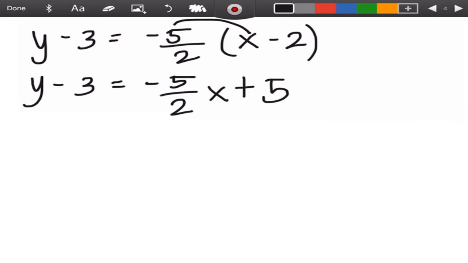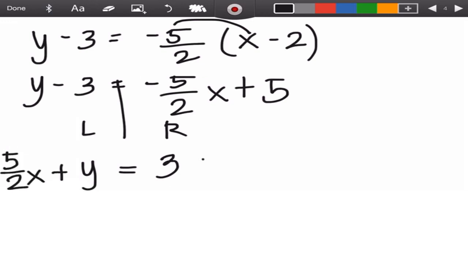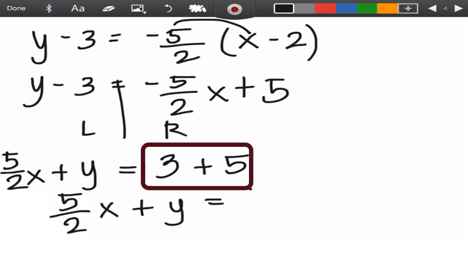And then, we will use the left and the right side. All the terms with variables should be at the left side, and all the constants at the right side. So y is at the correct side, so we will just copy. Negative 3 should be at the right side, so it will become positive 3. Negative 5 over 2 x should be at the left side, so we will transpose it. It will become positive 5 over 2 x. y is positive, and then copy positive 5. And then we will simplify. 5 over 2 x plus y equals 3 plus 5, that is 8.